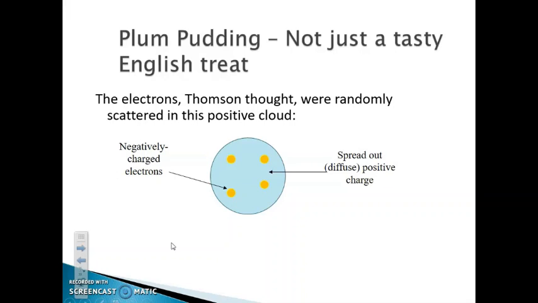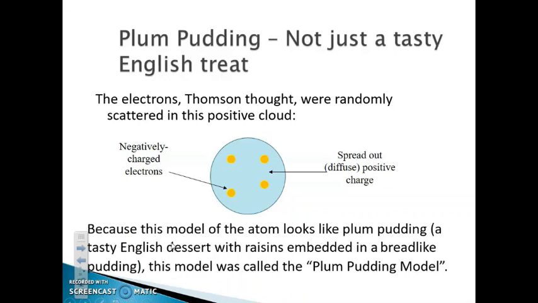To us it kind of looks like maybe raisin bread or a chocolate chip cookie, but apparently raisin bread wasn't real popular back in his day, but plum pudding was. And so this is known as the plum pudding model because it looks like the atom's a big chunk of bread, and then the negative electrons would be the raisins embedded in there.